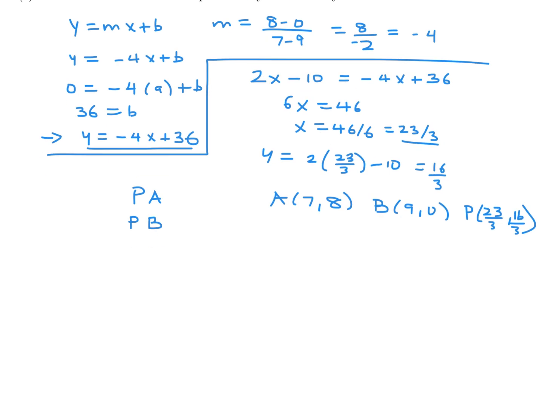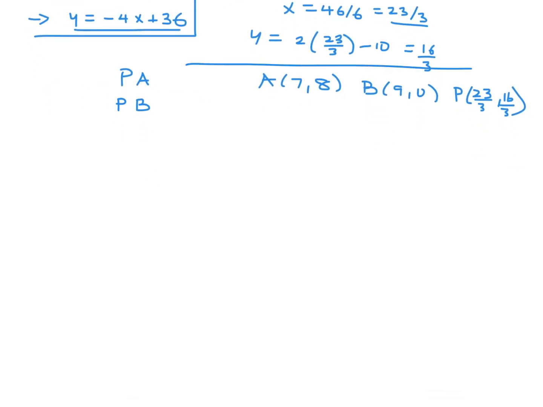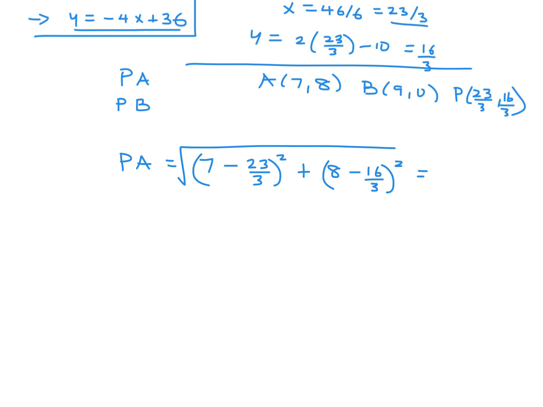All right, so that should be pretty easy. Using the distance formula, PA is going to be 7 minus 23 over 3 all squared plus 8 minus 16 over 3 all squared, and under the square root sign. And when you do this math, it's 68 over 9.